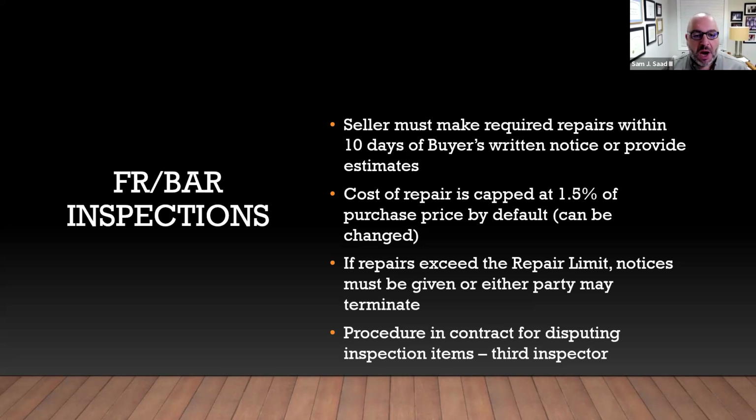But remember, under FRBAR, the cost of repairs is capped at 1.5% of the purchase price by default. That default can be changed. There are blanks in section 9 of the contract. And if the repairs exceed the repair limit, then either party has to give notice to the other party of their willingness to move forward, or the parties can terminate the contract. So there is an out in the FRBAR standard contract when the repairs can't be agreed to and properly resolved, we'll say.